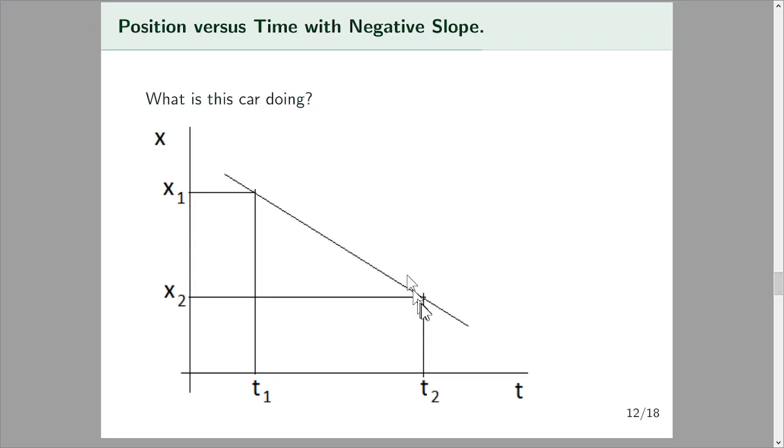Notice in this case that x2 is less than x1, and so when I take x2 minus x1, I'm going to get a negative number. If this is 3 and this is 8, delta x is 3 meters minus 8 meters, which would be negative 5 meters, right? And that would make this quantity, the slope, negative.